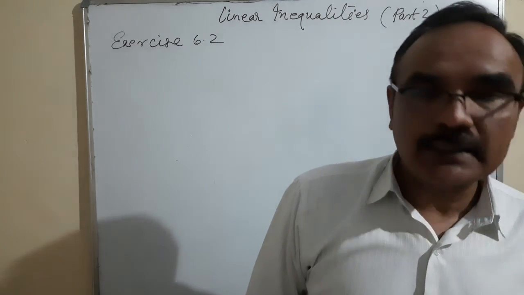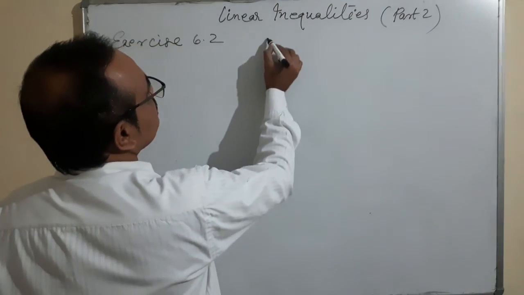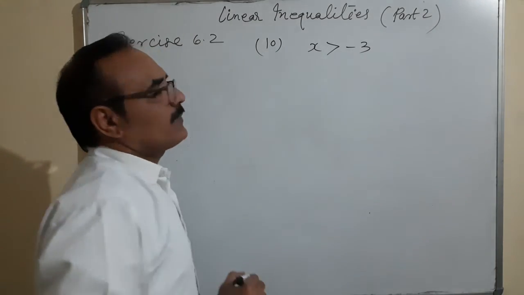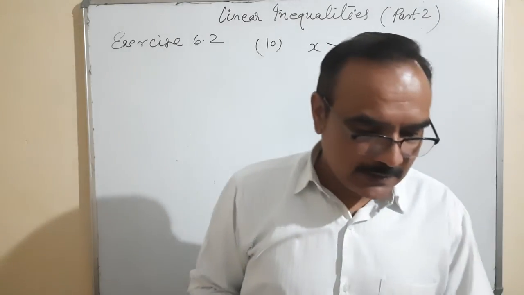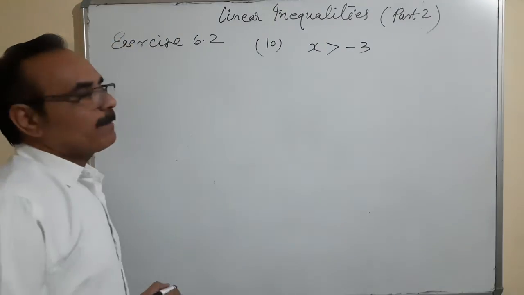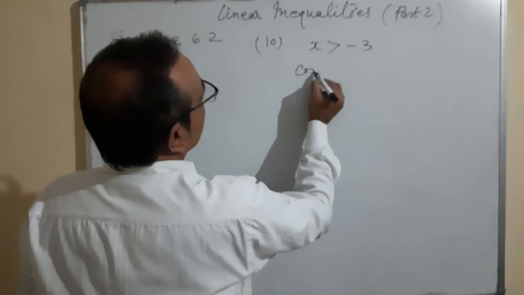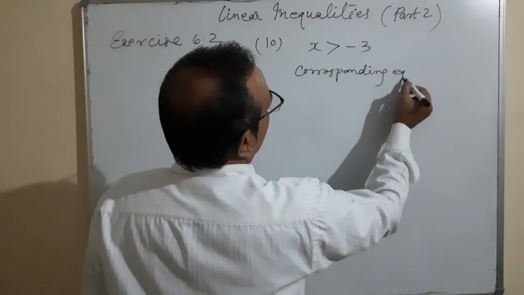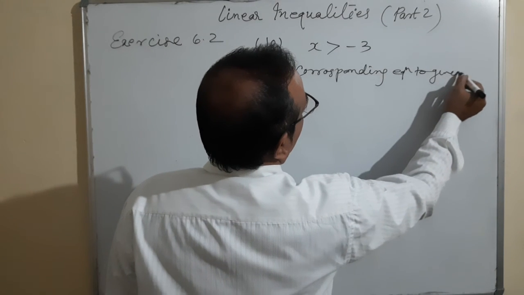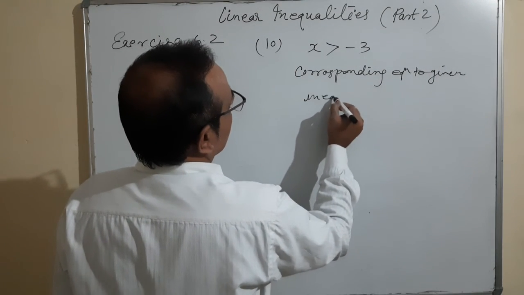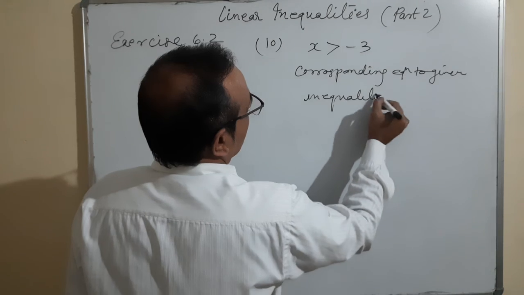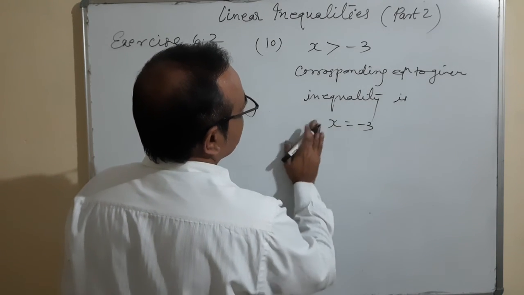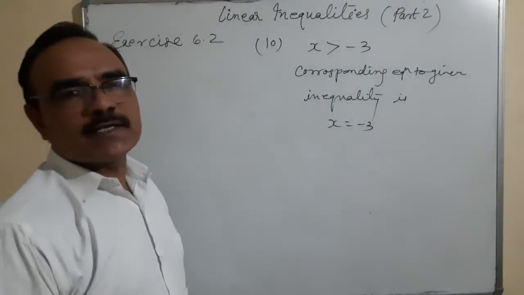10th question, x is greater than -3. Okay. Corresponding equation to the given inequality. The given inequality corresponds to x is equal to -3. What does it mean? No variable y is here.